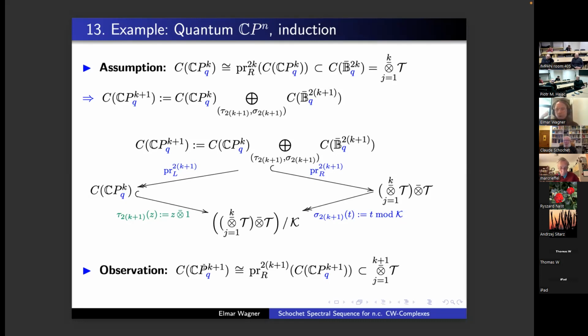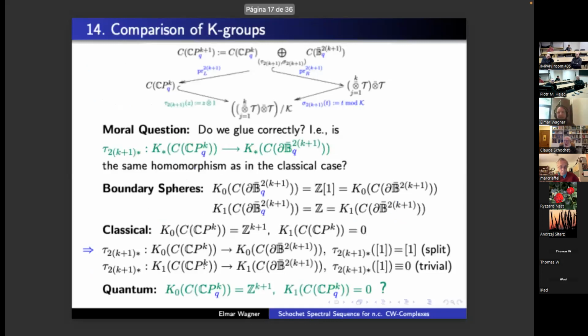CP^n_q, always inside the tensor product of Toeplitz algebras. So that's one example that works very well and it's easy to understand. And with this one, we will see the spectral sequence, which also gives the result of the K-theory, which is very easy, but it's a nice application.